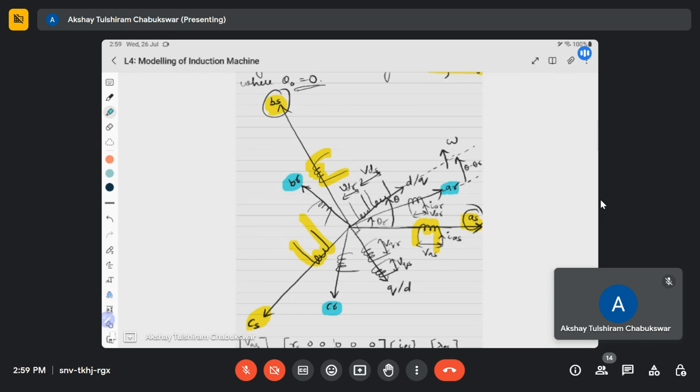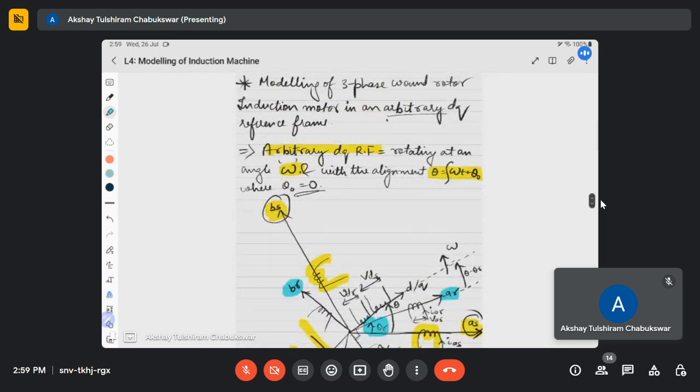So if AS is Vs sin omega t, AR will be VR, because it's a rotor quantity. The peak value of the rotor induced voltage is VR sin(omega t minus some delay angle), and that angle is theta r, where theta r is omega r into t. If theta is omega t, what is theta r? Theta r is omega r into t.